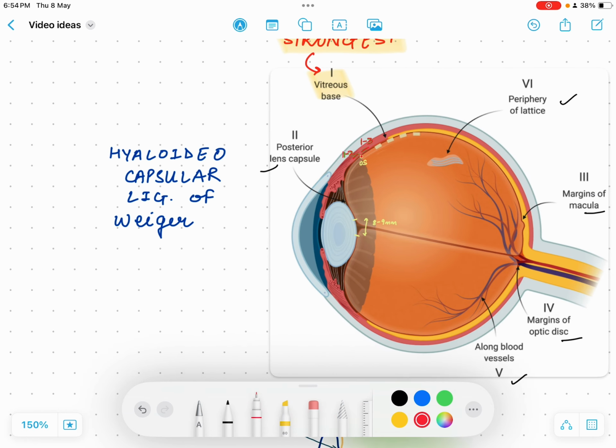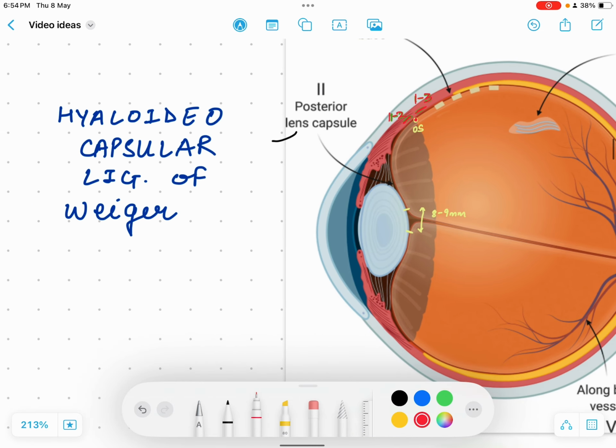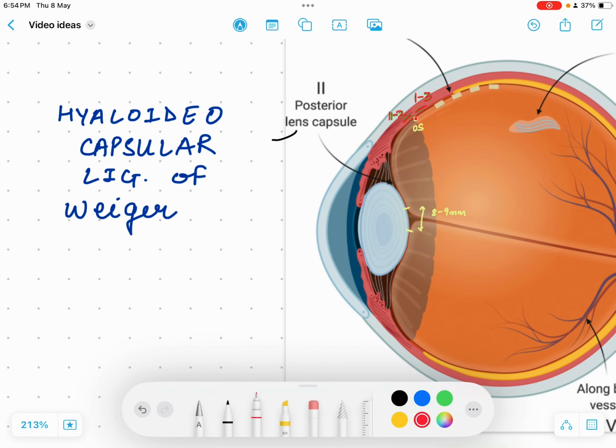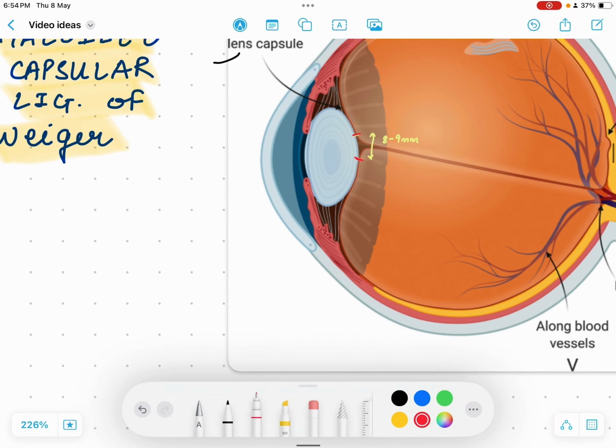Now, coming to the second attachment, which is the posterior lens capsule. This attachment of the vitreous along the posterior lens capsule is also known as the hyaloideo-capsular ligament of Wieger. Now, this attachment is basically at 2 points along the posterior lens capsule. It basically forms a circle along the posterior lens capsule where it is attached, and this circle forms a diameter of 8 to 9 mm.